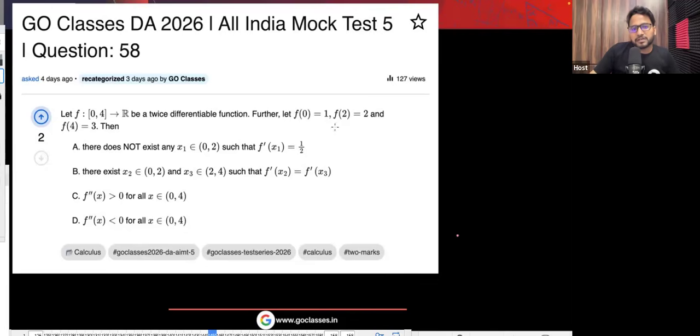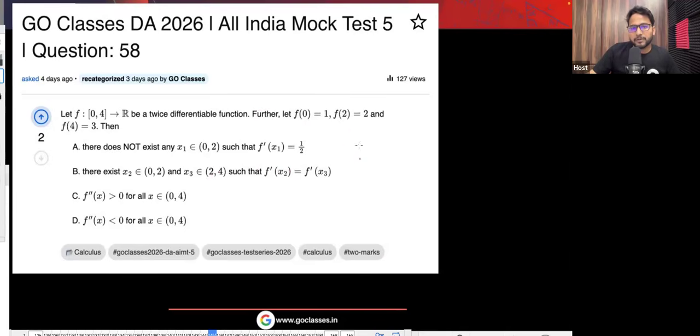So this question is clearly indicating that we need to apply mean value theorem, because here x1 belongs to some range, and then they are asking f dash x1. This is a clear indication of mean value theorem. So how to solve this question? You can apply MVT between these 2 points, which is 0 and 2, and then between 2 and 4. So let's just quickly do it.